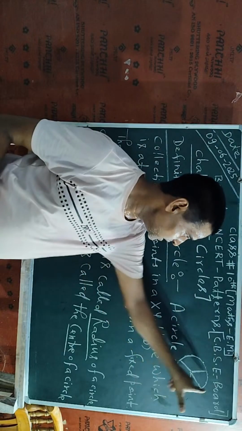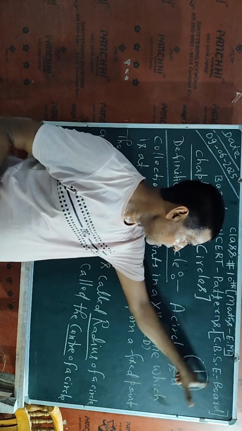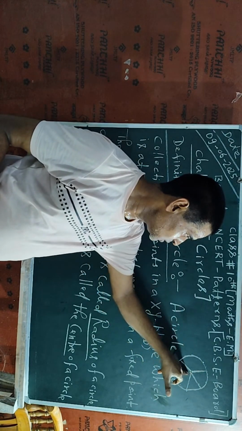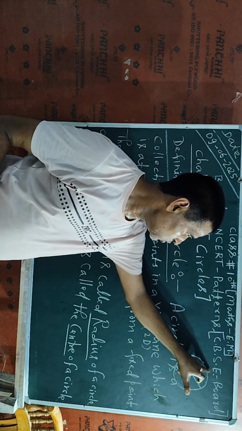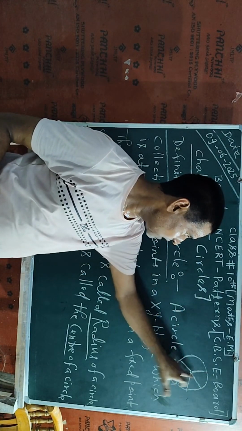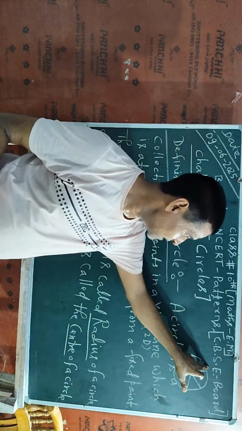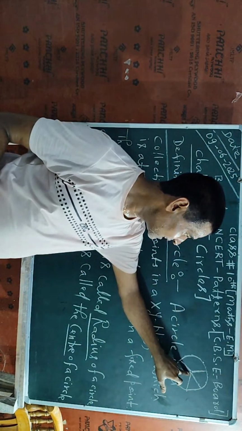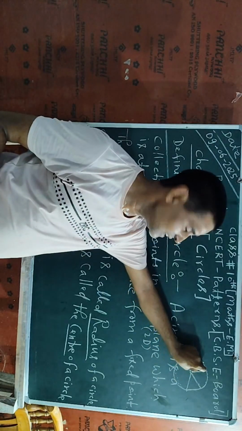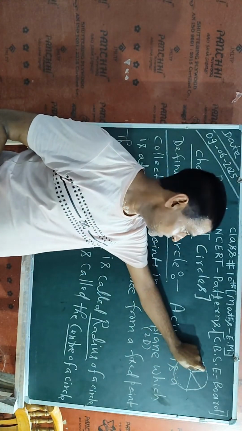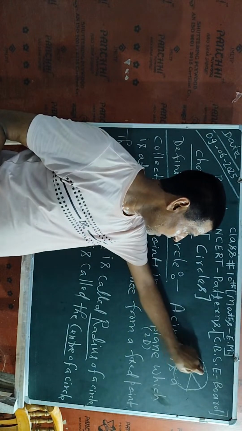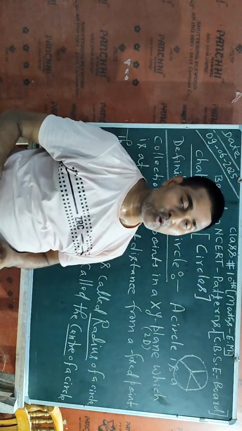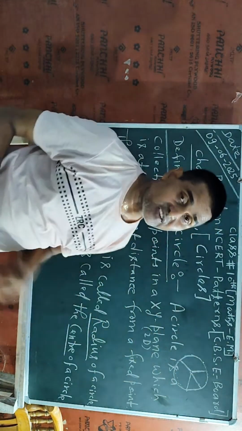In the xy plane you have to take the set of all points from a fixed point, on the circumference of the circle, and that length is called the radius of the circle, and all these lengths will be the same. Okay, student. So this is the required concept of the circle.